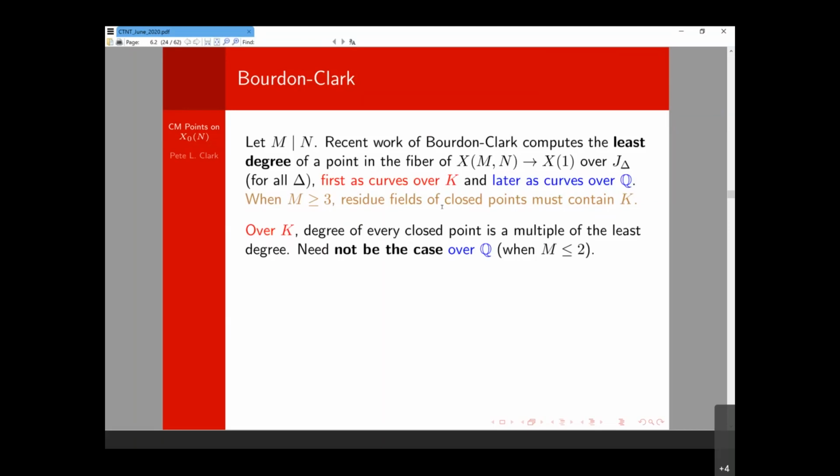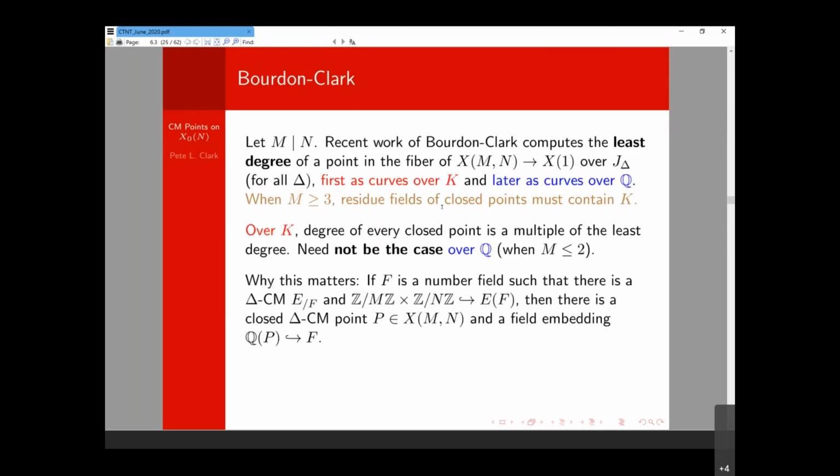I'll say why that's important in a second. And then we also show by examples that this may not be the case when you're working over the rational numbers. Okay, so why does this matter?